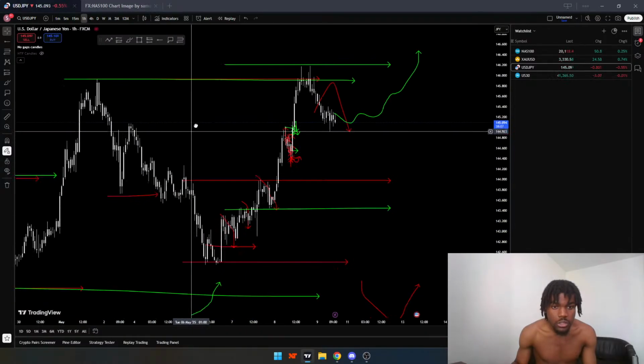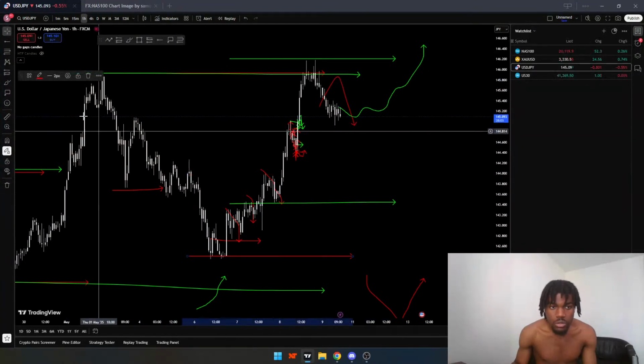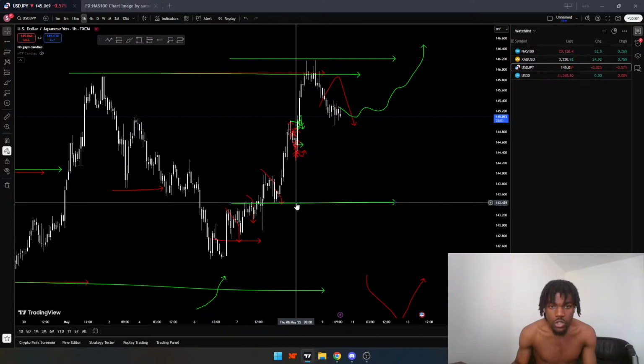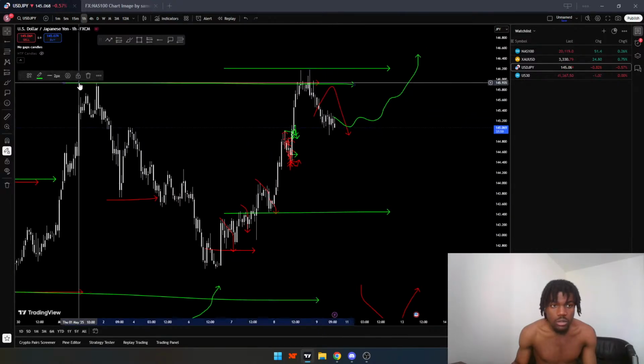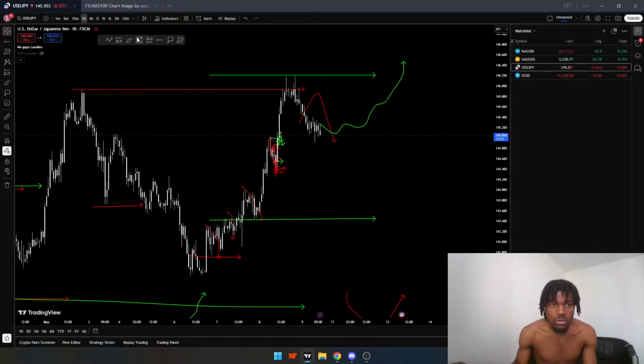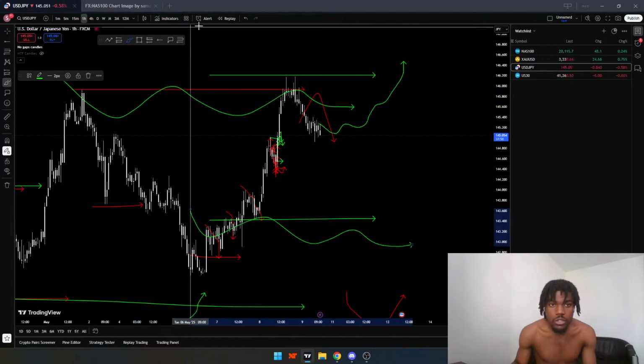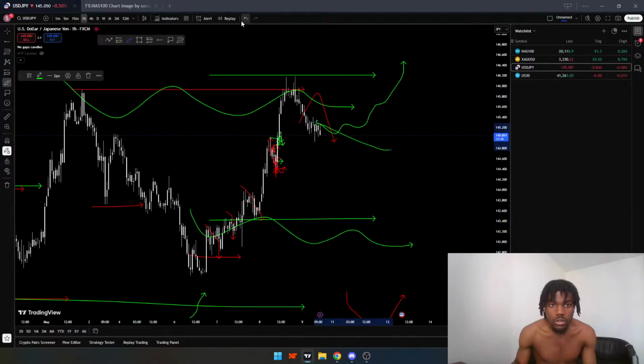All we really need is just us showing ourselves that, yeah, we are tracking. We are tracking our pullbacks. So where are we? Top of the range, bottom of the range. That's where we are.